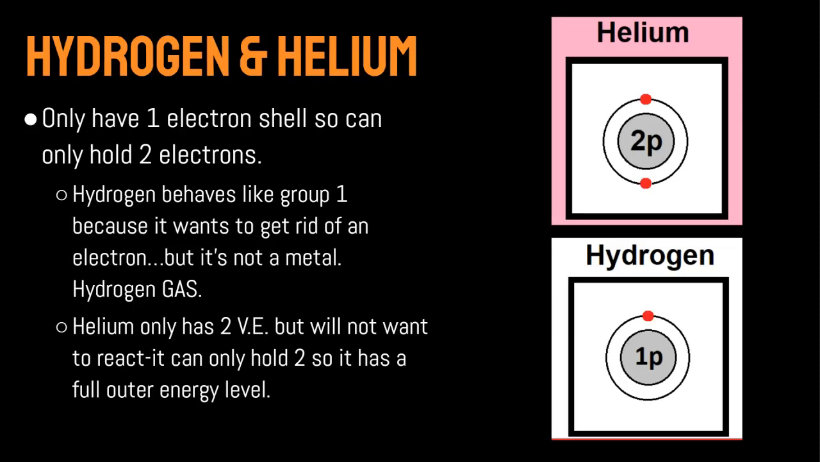Hydrogen is going to behave a lot like those group 1 elements because it wants to get rid of its electron. But it's not a metal, it's hydrogen gas. That's why it's not part of the alkali metal family. Helium has 2 valence electrons, but just like the other noble gases, it also does not want to react. What makes it different from the other noble gases is the fact that its full valence shell is 2 valence electrons, not 8.